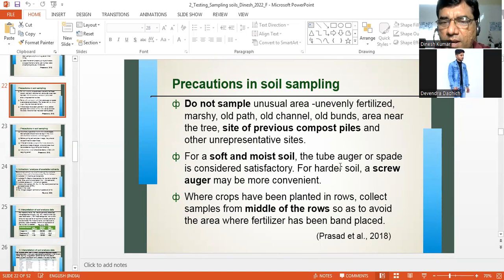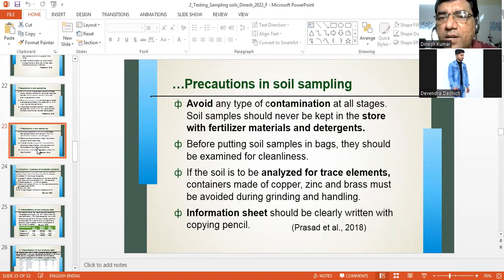For a soft and moist soil, the tube auger or spade is considered satisfactory. For harder soil, a screw auger may be more convenient. Where crops have been planted in rows, collect samples from the middle of the rows so as to avoid the area where fertilizer has been banded. Taking samples from the middle rows is not required for soil sampling for the farmer, but it can be done in research. Sometimes students do it, to see how much is the depletion in soil fertility after 20 days, after 50 days, and so on.